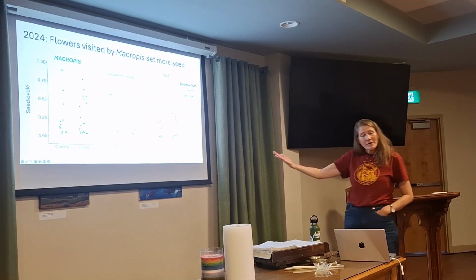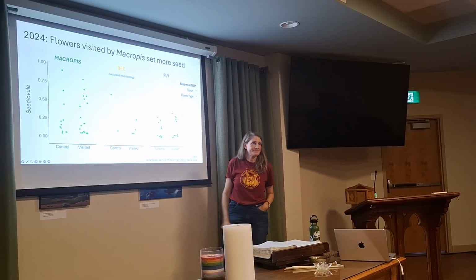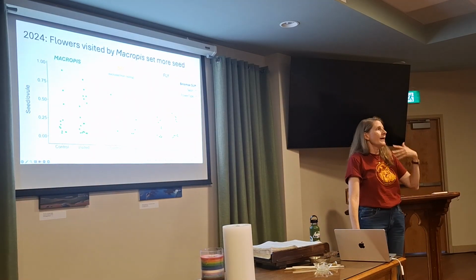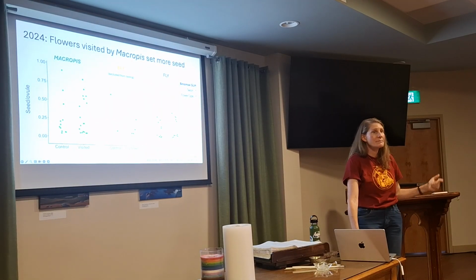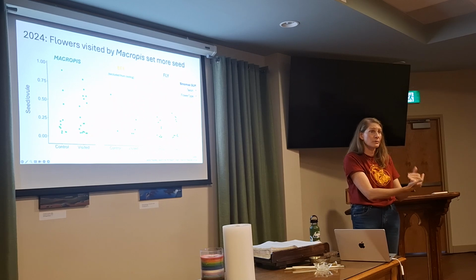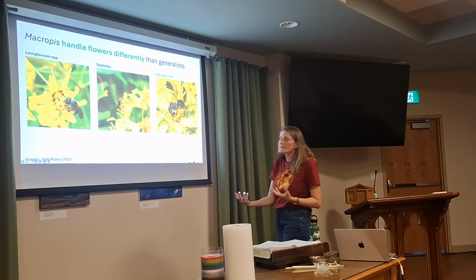Flowers visited by Micropus also set more seed than do flowers visited by bees or flies, which is cool. So they are definitely more effective, and I think it might have something to do with how quickly they move through the flowers. They might be depositing less self-pollen within the flower, and we know that pollen doesn't work on these flowers. And it also has to do with how they handle the flowers, I think.